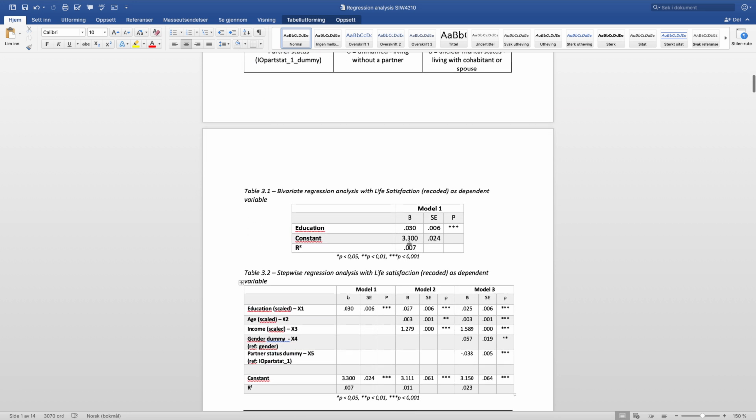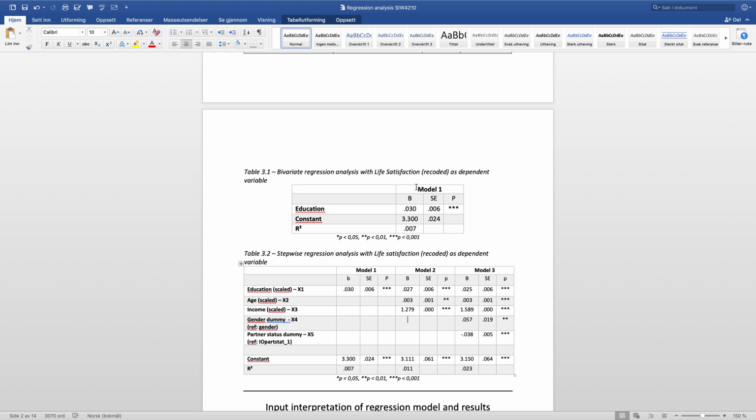Okay, what does this bivariate regression tell me? Well, it tells me that when you go one scale unit up on education, the life satisfaction increases with 0.030 scale units. So the higher educated people are more satisfied with life than those who are lower educated.